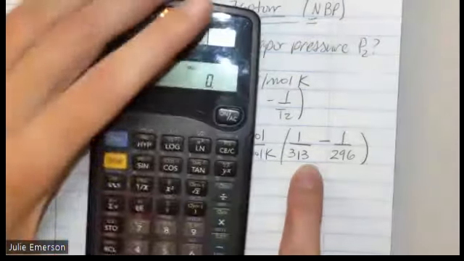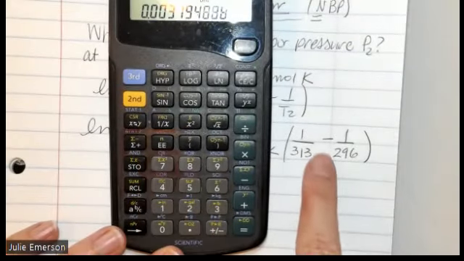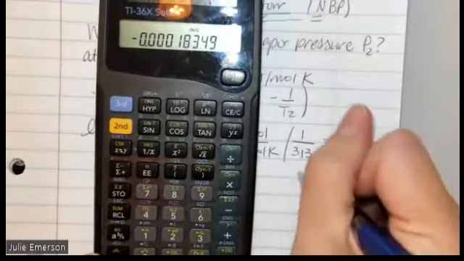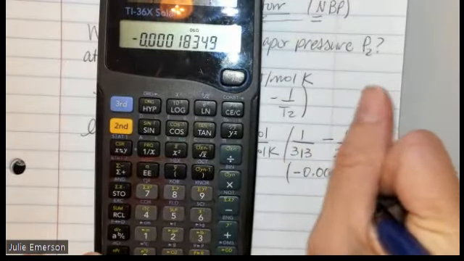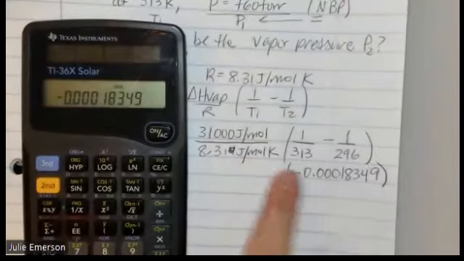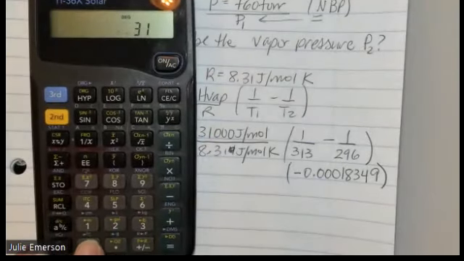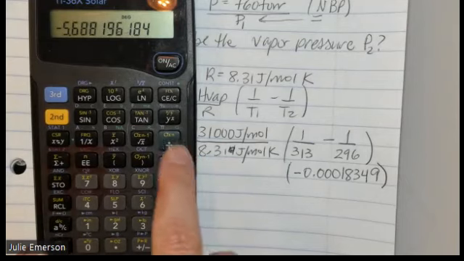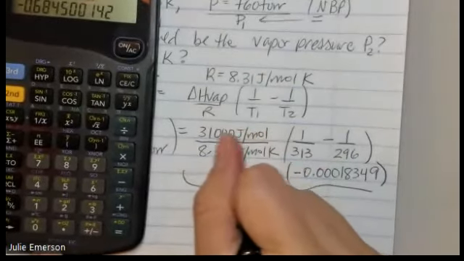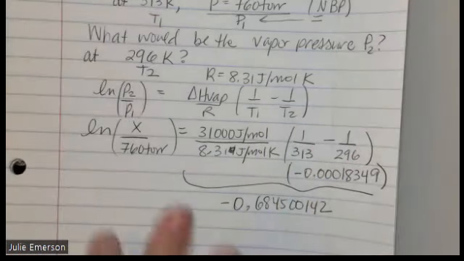So again, on my calculator, I'm going to start with the parentheses. I'm going to take the 313 inverse, and then I'm going to minus the 296 inverse and hit enter. So this right here gives me an answer of negative 0.0001834.9. Now, because I've already got everything in the calculator, I can just keep going. I'm going to multiply this by 31,000. And then I'm going to divide that by 8.31. So all of this becomes negative, and don't forget the negative, 0.684500142.